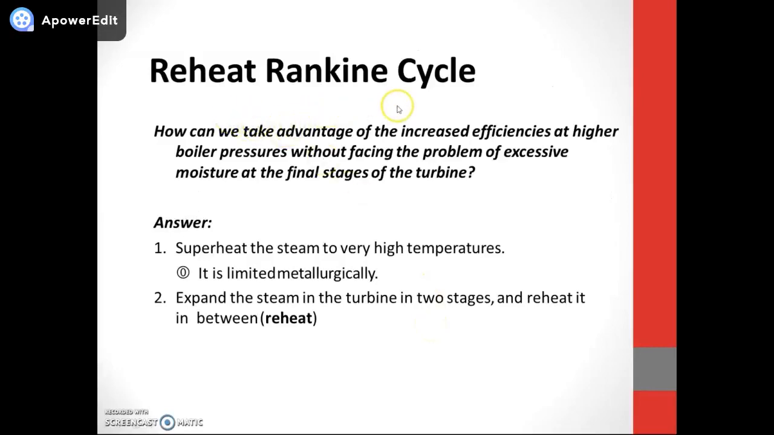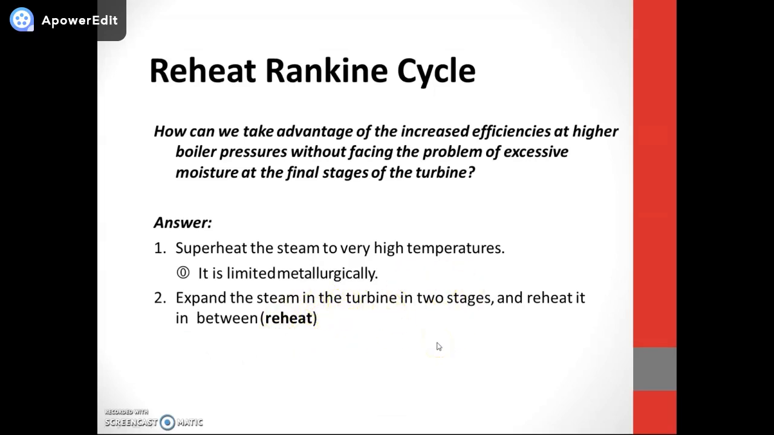Okay, reheat Rankine cycle. So how can we take advantage of the increased efficiencies at higher boiler pressures without facing the problem of excessive moisture at the final stages of the turbine? The answer is to superheat the steam to very high temperature. Yeah, it is limited metallurgically. Okay, expand the steam in the turbine into 2 stages and reheat in between. So we need to reheat the steam again in the turbine.